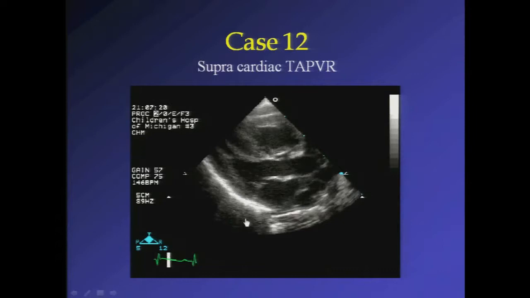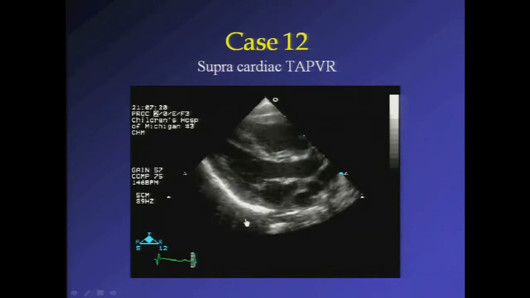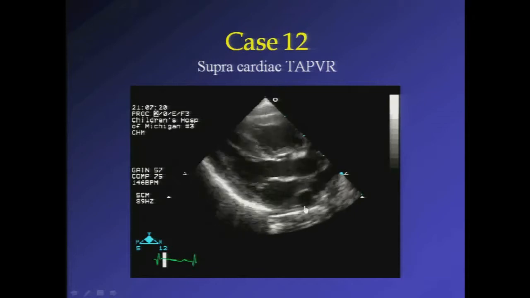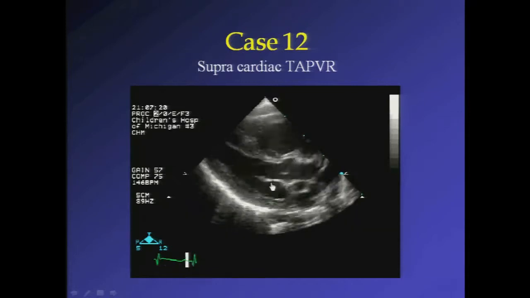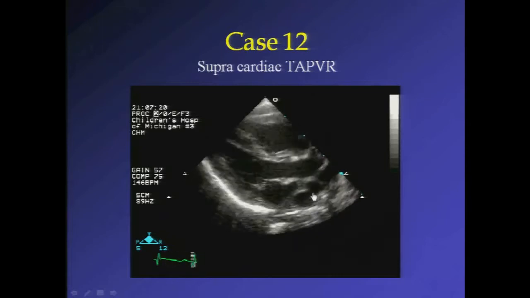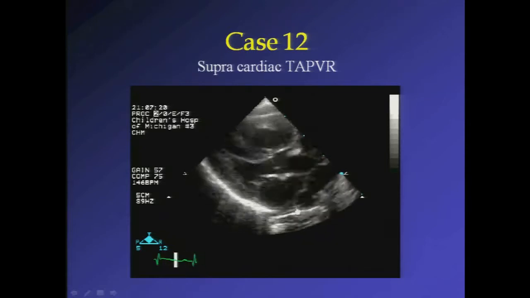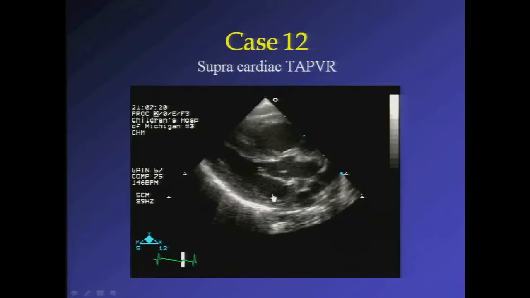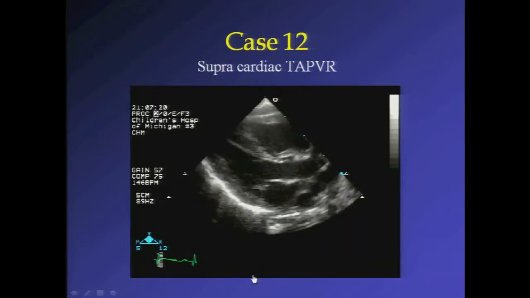So this is an example of a patient with supracardiac total anomalous pulmonary venous return. One of the striking things here, here's our left atrium, which looks just slightly small, but we see an extra structure behind it. And so this is actually the confluence that all the pulmonary veins are connected to with no connection into the left atrium.